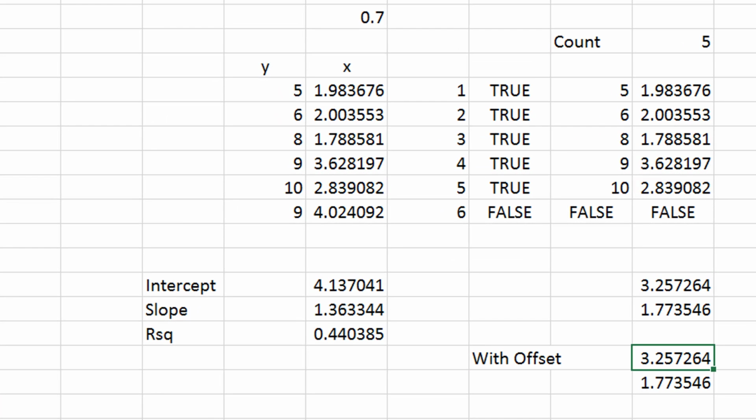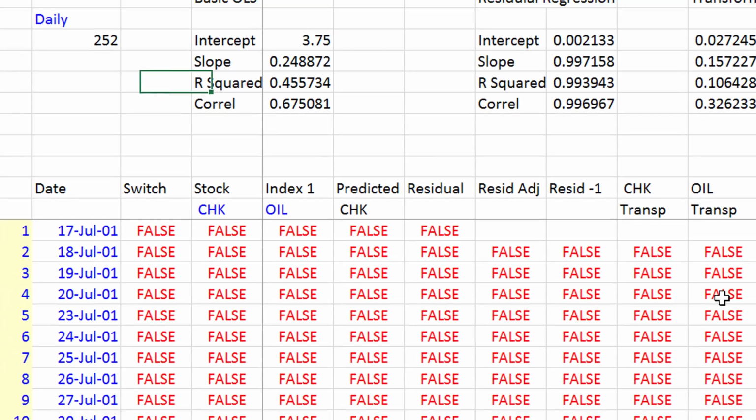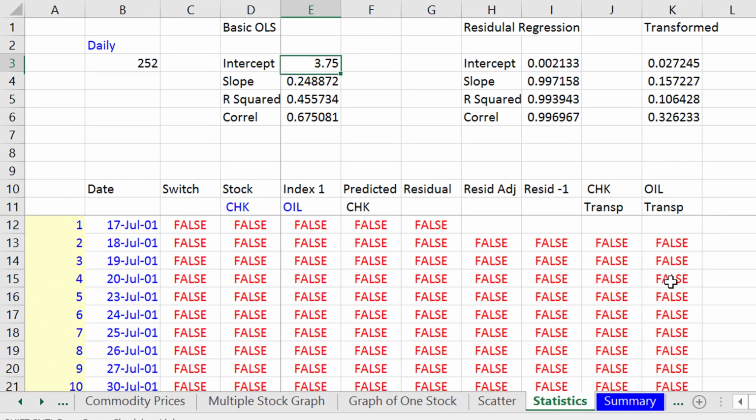So, to be a little lazier, it would probably have been better to simply use the true and the false in the analysis. But I made a range name, okay? We'll see in a minute.